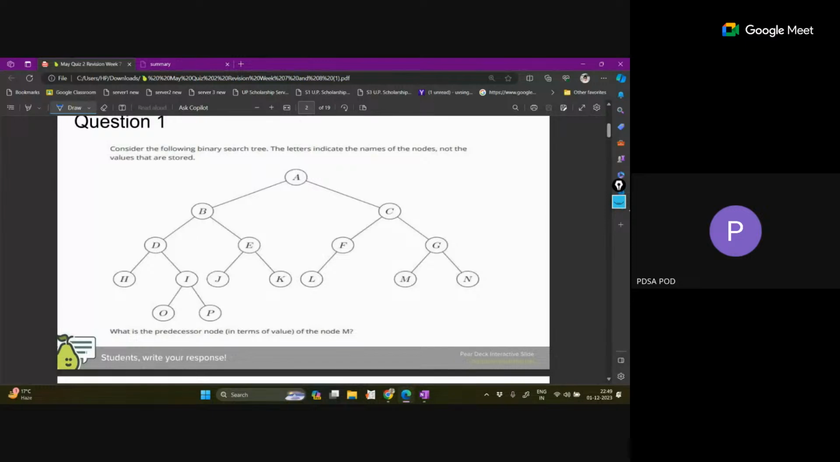So the first question is given like this. This is a binary search tree, but the values are given in the form of characters. It is asking what is the predecessor node in terms of value of the node M. Okay, so where is the M? This one. So what is the predecessor in terms of the value? Predecessor means the value which is closest to M but smaller than it.